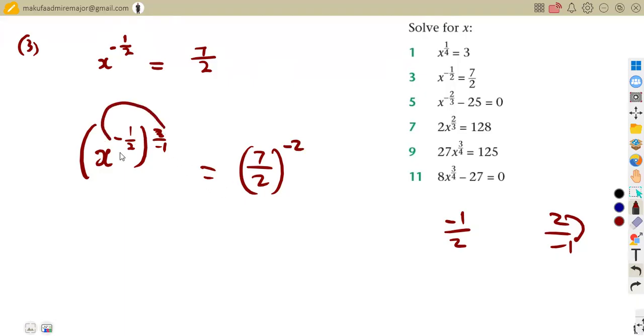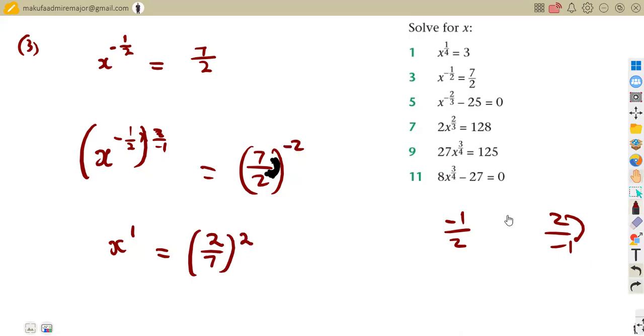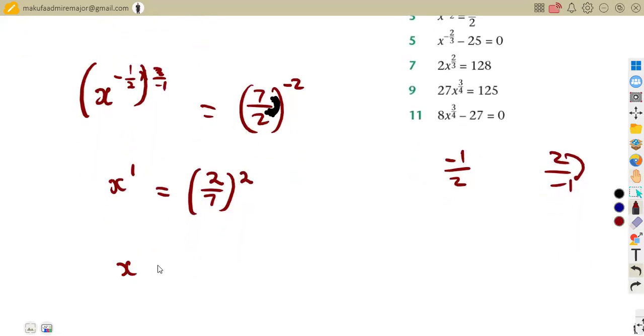So the original term multiplied by its inverse, we said we are going to get what? A 1. So that's x to the exponent of 1 is equal to 7 over 2 to the exponent of minus 2. You can simplify from your laws of exponents. To the exponent of a negative means the reciprocal. The reciprocal of this, you interchange. So that is going to be 2 over 7 to the exponent of 2. We have removed this negative, the reciprocal. So that means x is equal to 2 to the exponent of 2 over 7 to the exponent of 2. Everything is going to be affected by the exponent of 2.